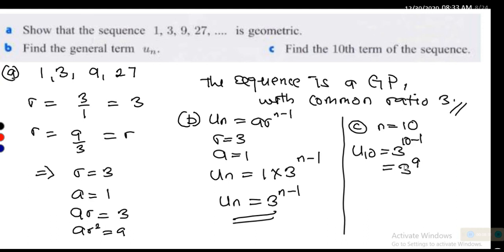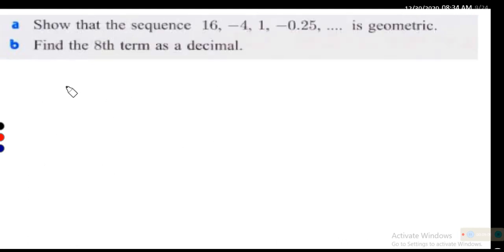3 raised to power 9 is 19,683. So that is the 10th term. And then we're done with our question.